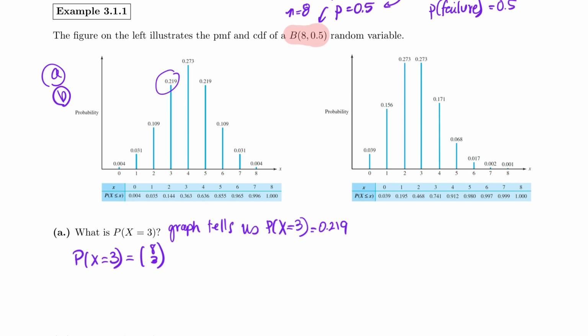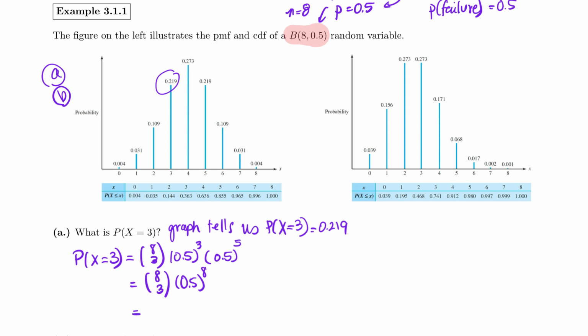So we have the combination of 8 choose 3, and then we have our probability of a success, 0.5, raised to the number of successes, which is 3, times the probability of our failure, which is also 0.5, raised to the number of failures, which is 5. What we find when we have a symmetric distribution is that realistically we have 8 choose 3 times 0.5 to the number of trials n. But this is only true for symmetric distributions.